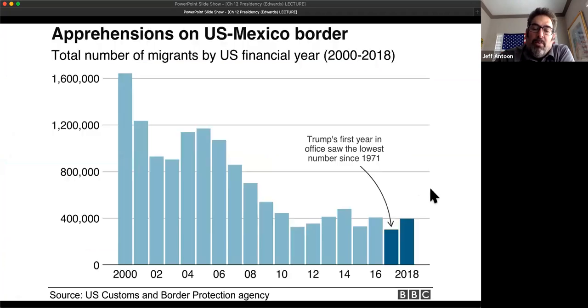Because if you look at the numbers of apprehension on the U.S.-Mexico border up to 2018, the numbers have gone down. Obama had more in 2016 during his time. So it's not as high as it is. So it isn't really a national emergency at that point. But Trump does say it is, and he has a right as a president to say that. It's just how we look at it.